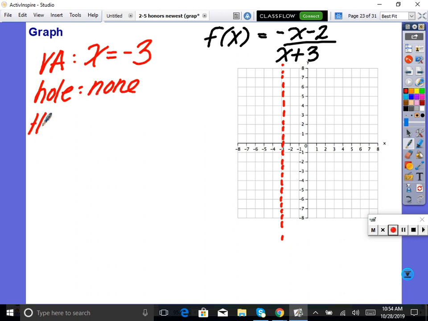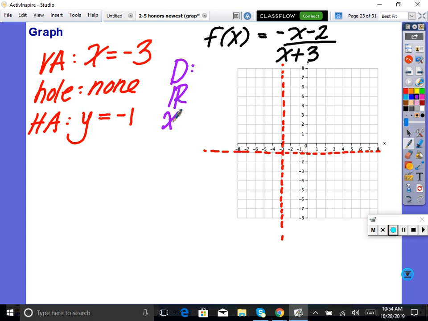My horizontal asymptote comes from the degree on top and bottom. It is the same. The leading coefficient is -1 divided by 1, isn't it? Yes. So y equals -1. So I go to -1 and draw in my horizontal asymptote. Now from there, guys, think about this. Everybody think about this. Your domain is all real numbers except x cannot be -3.